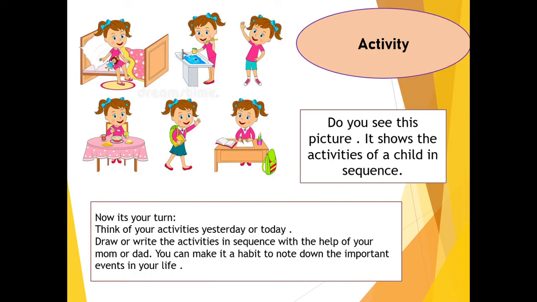Here is another activity. Do you see this picture? It shows the activities of a child in sequence. Now it's your turn. Think of your activities yesterday or today. Draw or write the activities in sequence with the help of your mom or dad. You can make it a habit to note down the important events in your life.